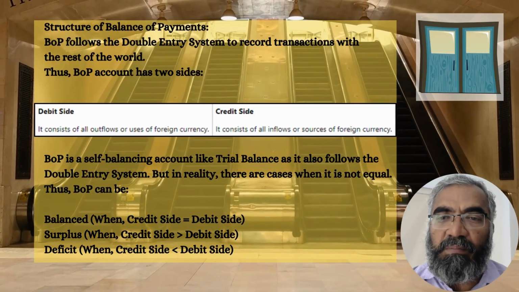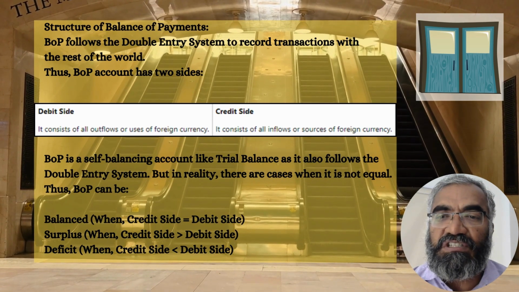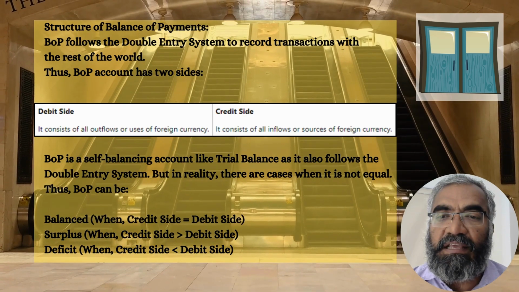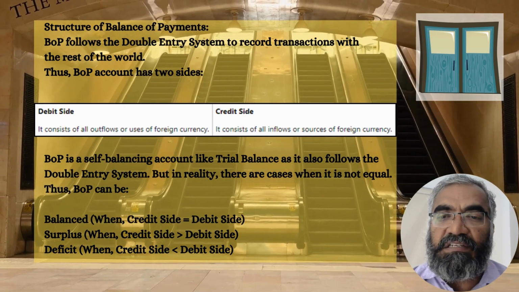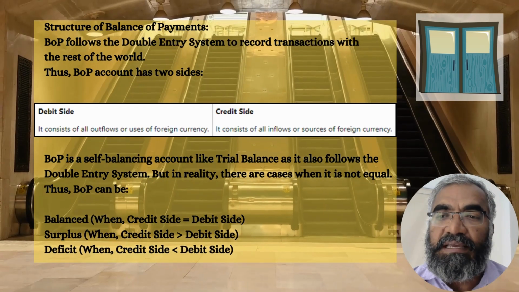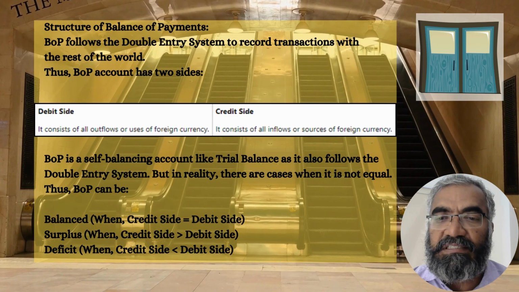Structure of balance of payments. BOP follows the double entry system to record transactions with the rest of the world. Thus, the BOP account has two sides, debit side and credit side. The debit side consists of all outflows or uses of foreign currency, and the credit side consists of all inflows or sources of foreign currency.